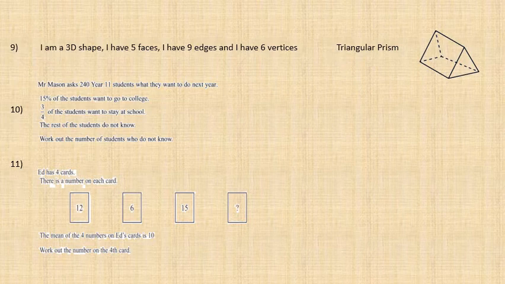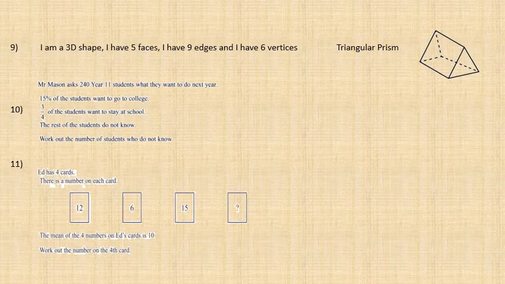In question 10 here, he said that Mr. Mason asks 240 year 11 students what they want to do next year. So 15% of the students want to go to the college, and 3/4 of the students want to stay at school, and the rest of the students don't know. He needs me here to work out the number of students who don't know.